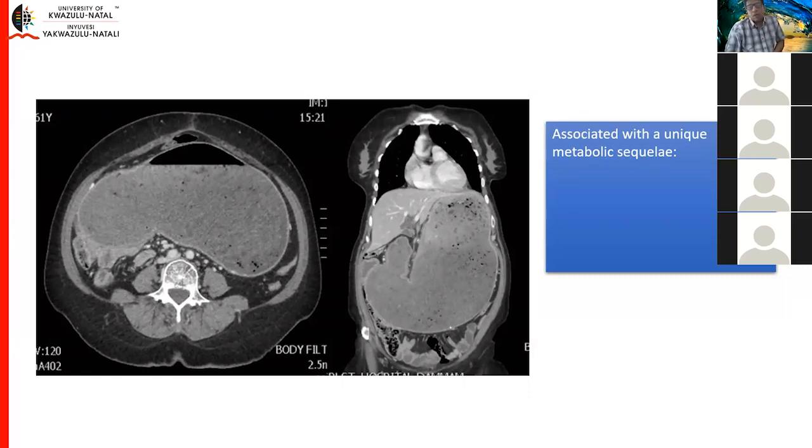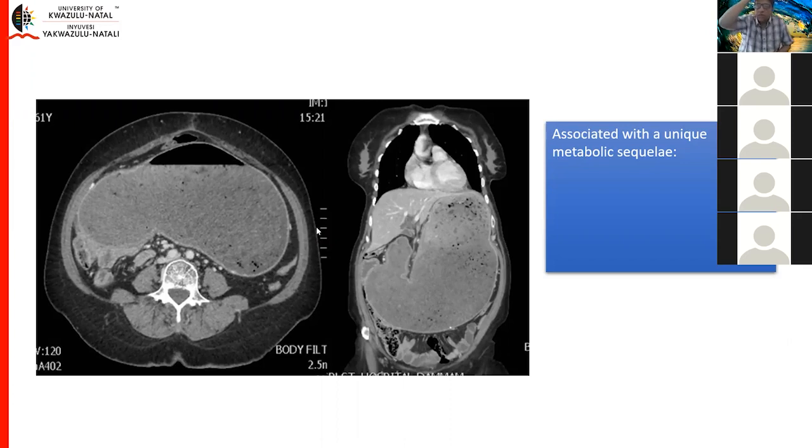A succussion splash. Yes, if the patient is lying on the bed and you put a hand on either side of the abdomen and you shake the patient a bit, you can actually hear the splash even without using a stethoscope. That's how loud it's going to be, because this air and fluid in there is going to splash about, and that's called a succussion splash.